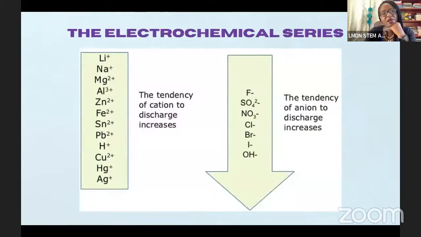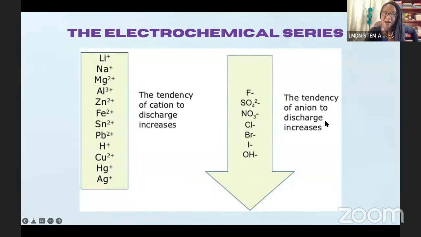So here's our electrochemical series. The electrochemical series just tells us the tendency of a cation or anion to discharge relative to the other ones that would potentially be present in that aqueous solution, right? So we have on the left our cations, and on the right our anions. That's because those are the species that are mobile and would be able to move throughout the electrochemical cell. The cation would be moving towards the cathode, the anion towards the anode.